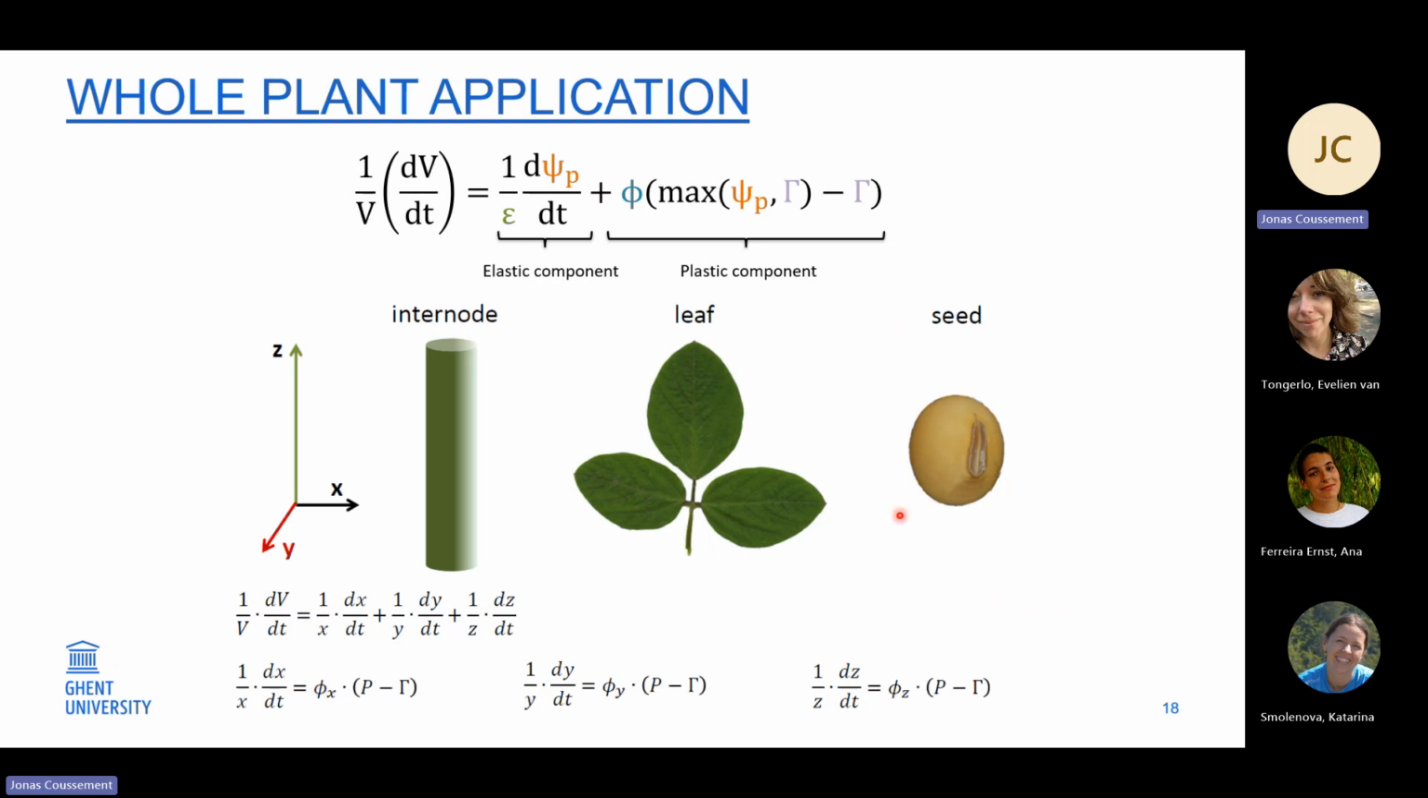So for example, for a round seed, you can say it has basically the same extensibility in each direction. But for a leaf, it will be much higher in the longitudinal direction than in, for example, the thickness direction, because it grows much less in the thickness.